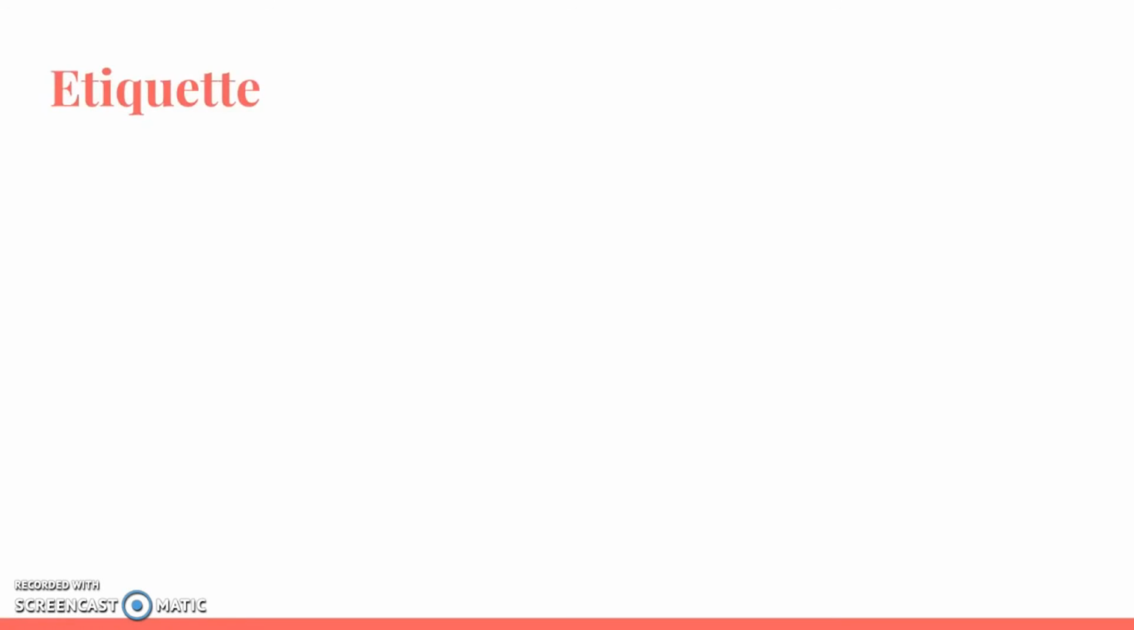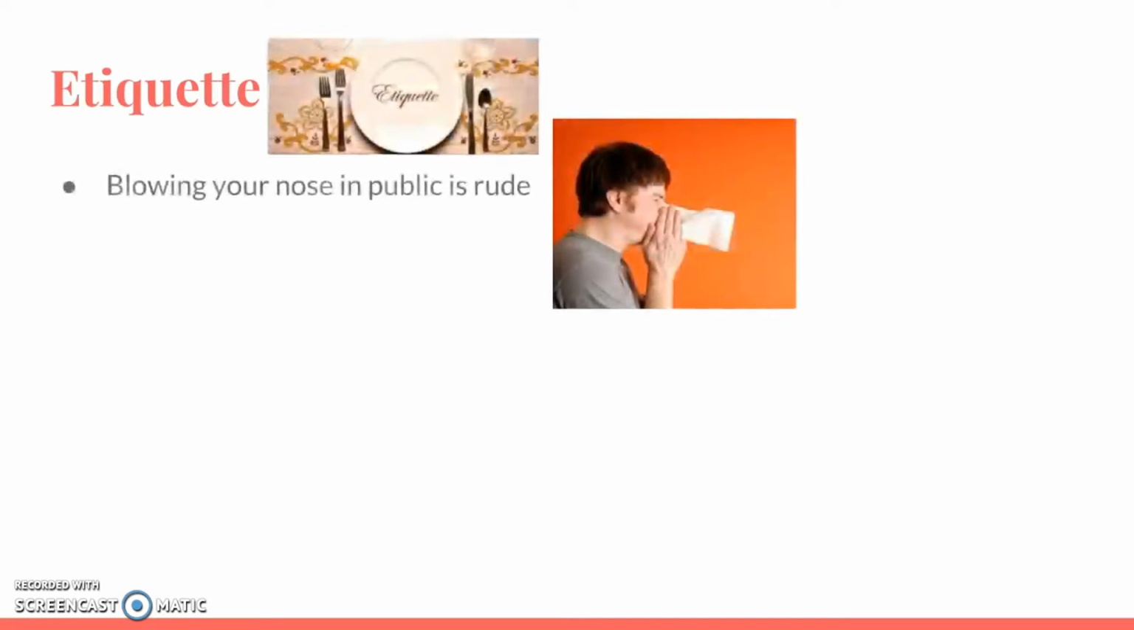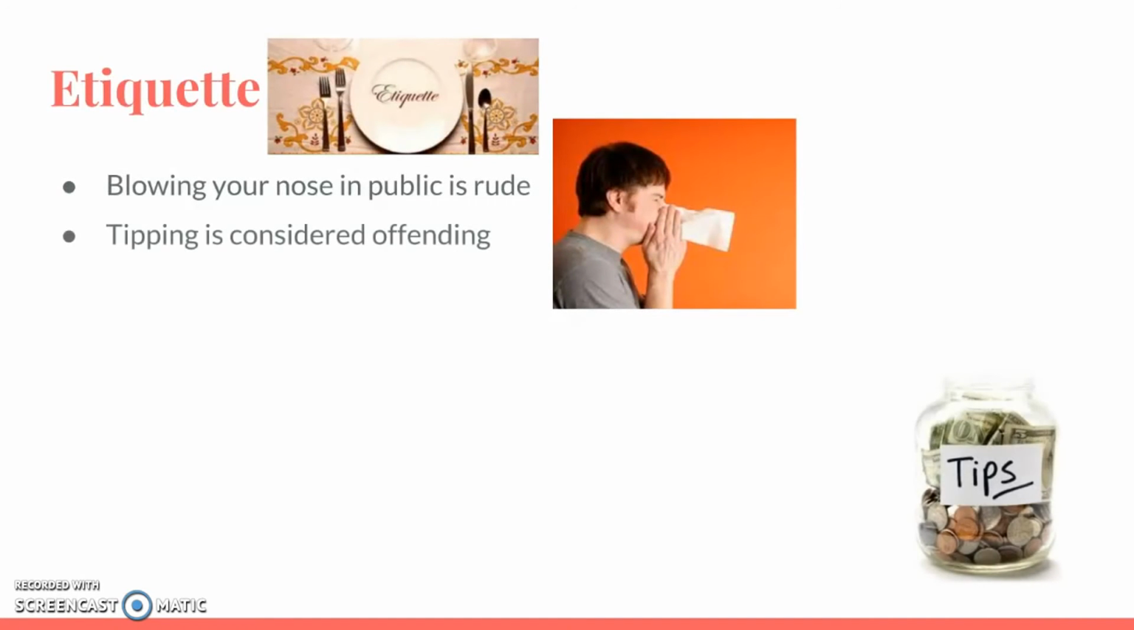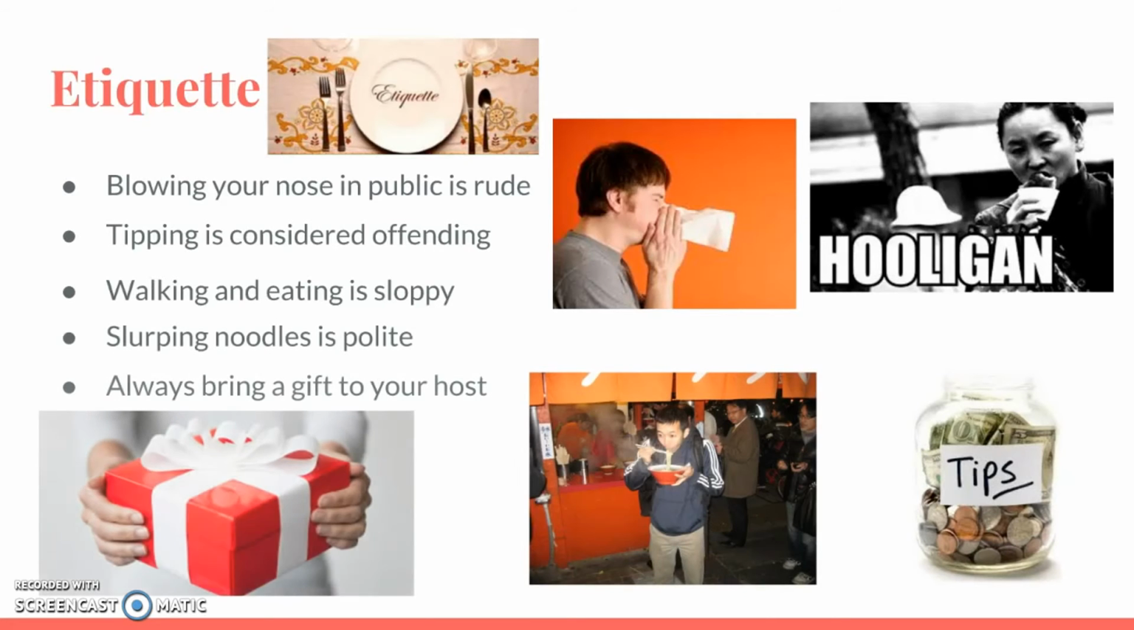Another part of Japanese culture that stands out is the etiquette observed. Many of the things we consider completely normal here in the States are actually quite rude in Japan. This includes blowing your nose in public, tipping at restaurants, and walking while eating. In addition, slurping your noodles shows appreciation of the dish, and it is strongly recommended for you to bring a gift whenever visiting somebody's home.